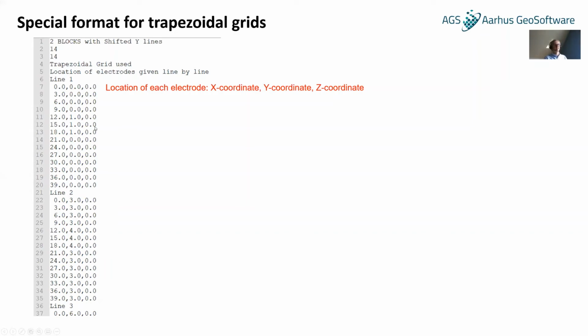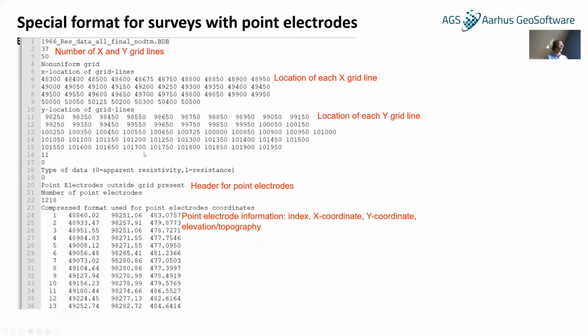So again, if you do it this way, you need to know the elevation of every single electrode. And then there's one last option. This is the data format where you put in point electrodes. So here you have a non-uniform grid. In the header, you give the X location of every grid line, you give the Y location of every grid line, but you also say, okay, we have some electrodes that are not falling on the grid lines, so we need to inform the program of these electrodes separately.